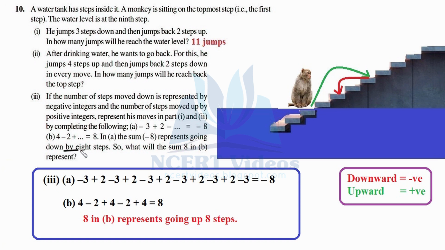Similarly for the B part, now we will use question second part because he moved back towards the top step after drinking water. So how many steps did he take? In the previous case, minus 8 represented going down by 8 steps. So this was your first part. Now again B part, this is 4 minus 2 and we have to do it how many times? The easiest trick is to learn that how many jumps he needed in the previous question were 5. Therefore we did it 5 times. So 4 minus 2, 4 minus 2, plus 4, and it gives you 8. So 8 in B represents going up 8 steps. So this is the fast way of doing this question. That was the last question, question number 10.